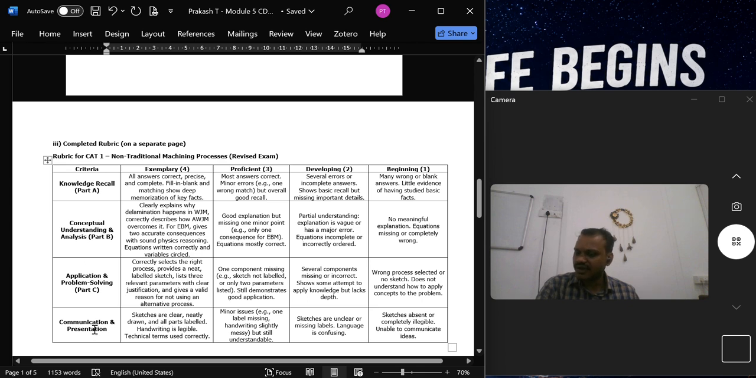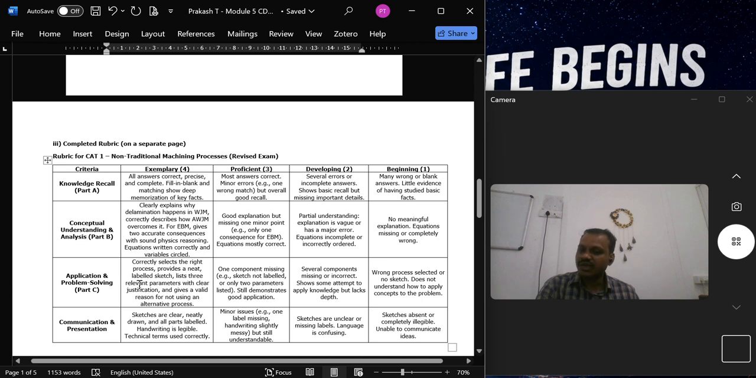And the final one is communication and presentation. I use four scale ratings: beginning, developing, proficient, exemplary. If you consider knowledge and recall, if all answers are correct, I put 4. For some deviations I may reduce the mark from 3 to 1 like that.